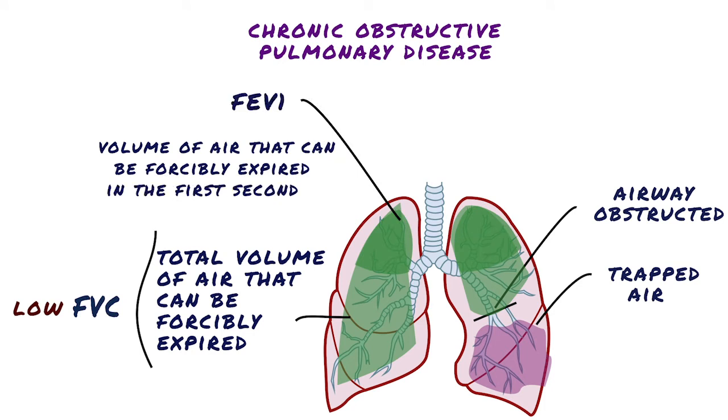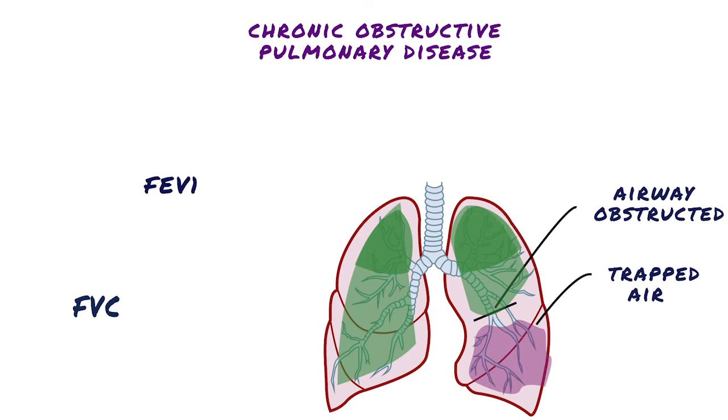Likewise, the cumulative volume expired in 2 seconds is called FEV2, and the cumulative volume expired in 3 seconds is called FEV3. Normally, the entire vital capacity can be forcibly expired in 3 seconds, so there is no need for FEV4. FVC and FEV1 are useful indices of lung disease. Specifically, FEV1 to FVC ratio can be used to differentiate among diseases.